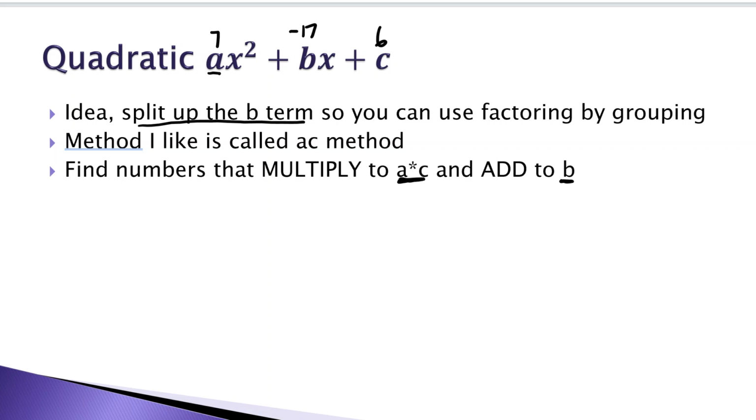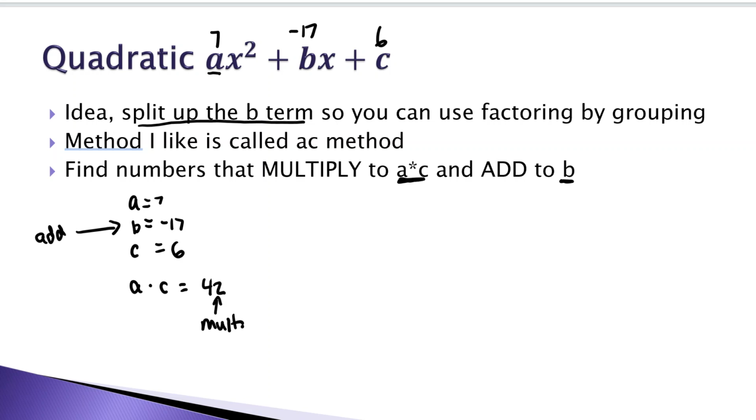My A is a 7. My B is a negative 17. My C is a 6. So my A times C is 7 times 6, which is 42. So I want numbers that multiply to 42 and add to negative 17.